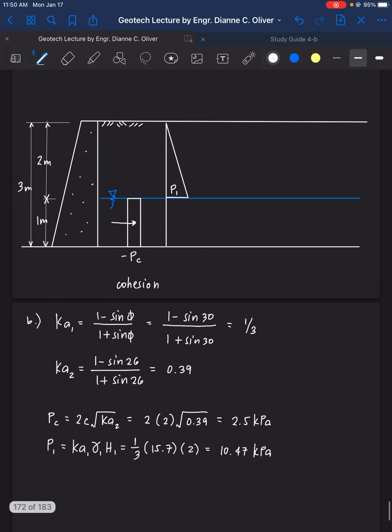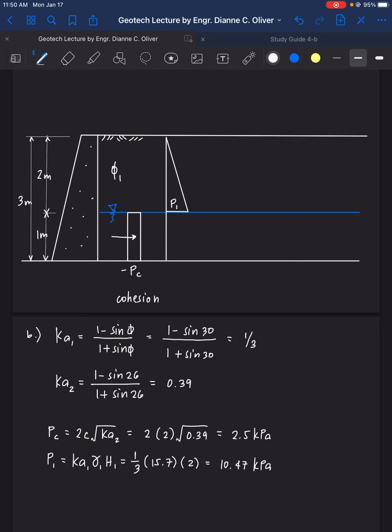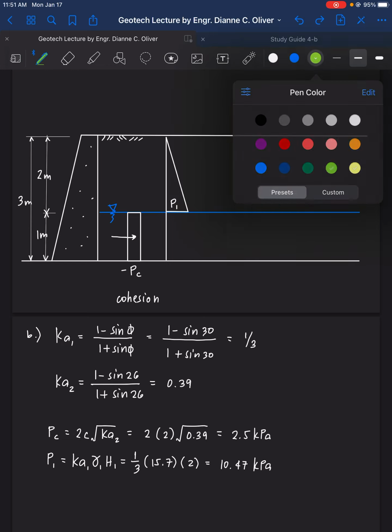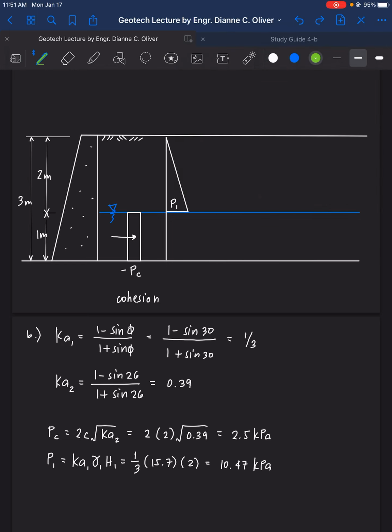Now let's go to the next one here, the special case. Since they have different phi, phi 1 and this one is phi 2, therefore, we have a special case. Our special case will be the P sub 2.